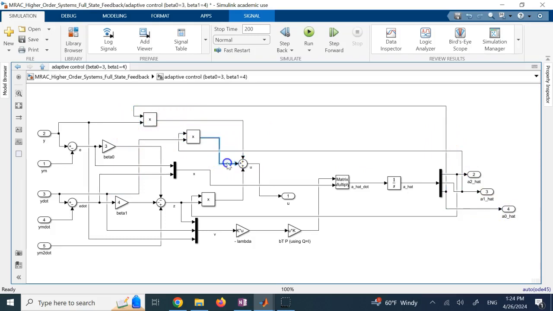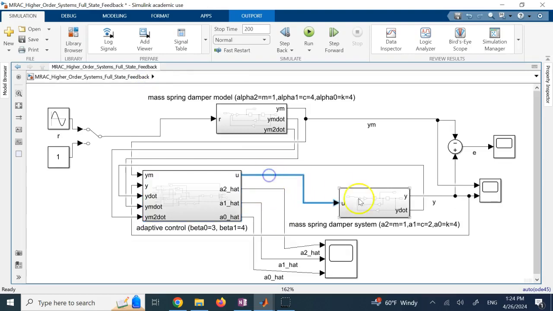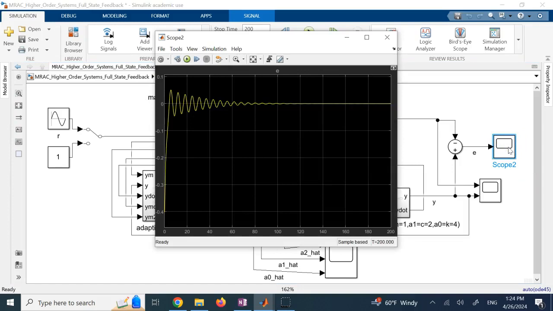And when I add these 3 signals, that is the u that goes to my mass spring damper system, and that is exactly what I did here. Took it, sent it to the system. So I guess I explained everything for you. All I need to do is run this and see whether the system converges to 0 tracking error. If you click, you see it absolutely does.